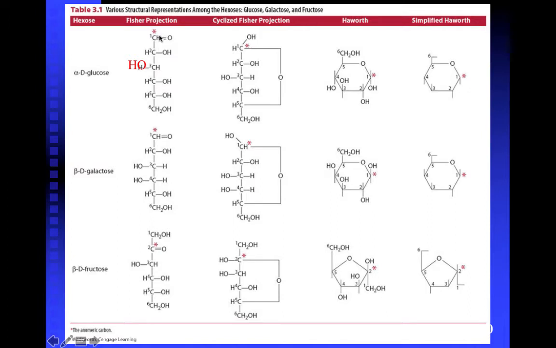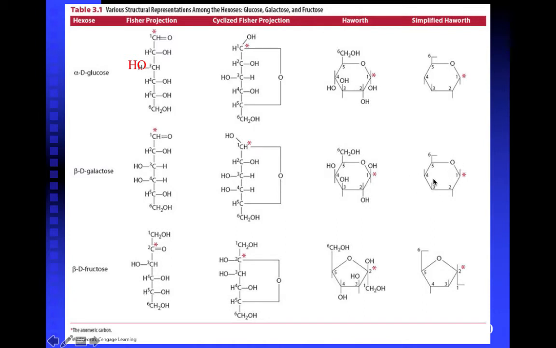In the Fischer projection, you can either draw it like this, or you can just put your double bond oxygen here and your hydrogen here. So don't worry about representing the alpha or beta form in the Fischer projection, just in your Haworths. I'm not going to go through galactose because it's basically the same. Its structure is very similar to glucose.